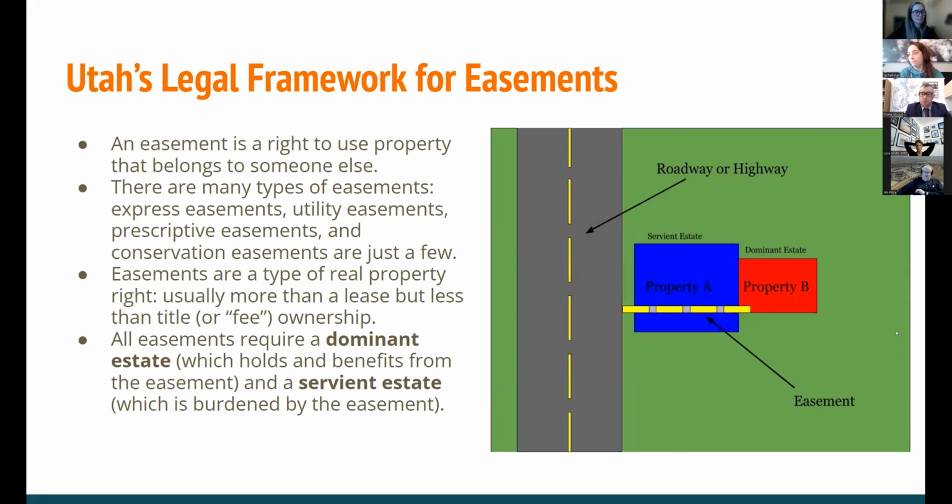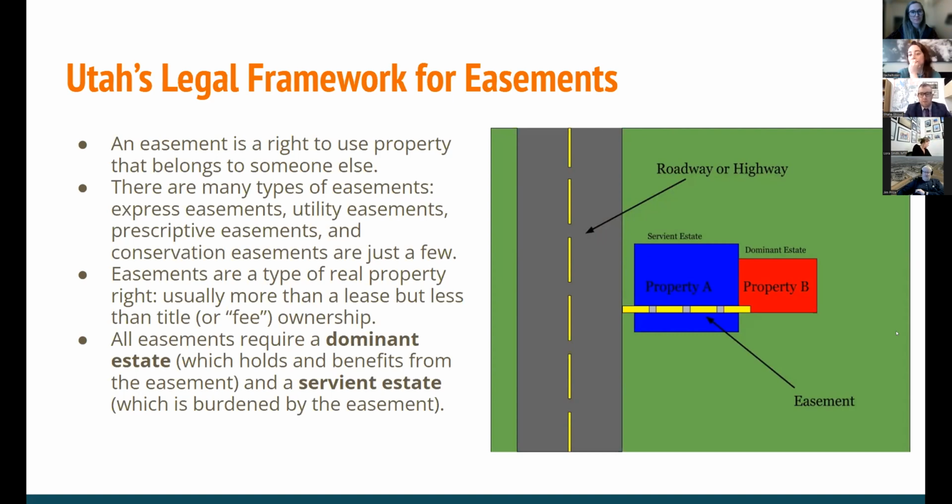There's also something called a prescriptive easement. We'll go into that a little bit later, but prescriptive easements always arise from use of the property. And then finally, there's something called a conservation easement. Those are relatively new under the law, in the last 25 to 30 years. And those are governed in part by federal statutes and in part by state statutes. And they are far more involved than a general purpose easement generally would be.